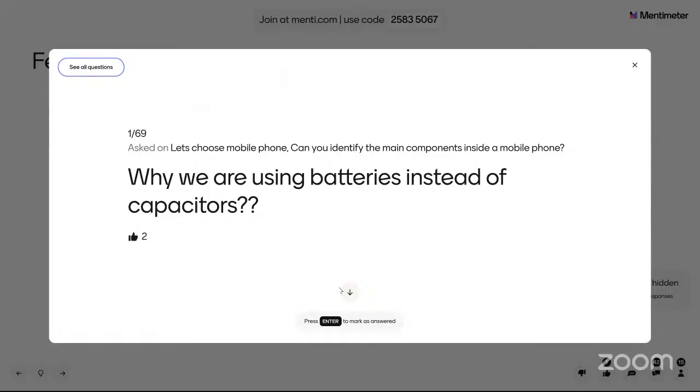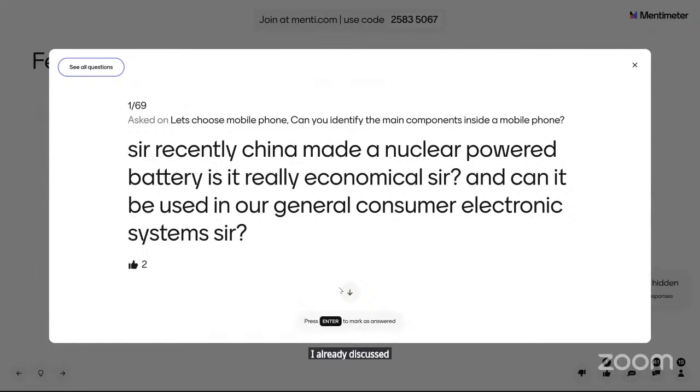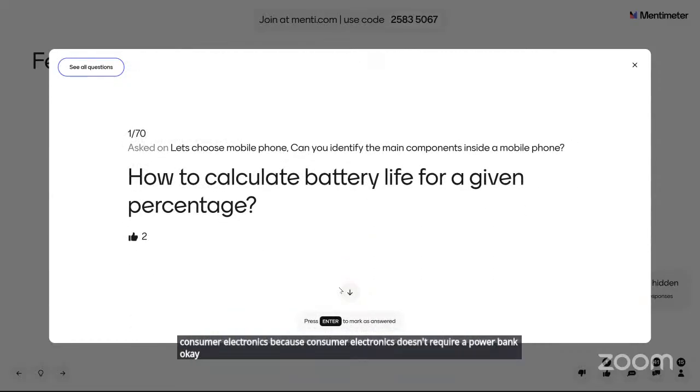Why are we using batteries instead of capacitors? There are limitations with the capacitors. I already discussed this. No, we can't use that for consumer electronics because consumer electronics doesn't require a power bank. There are lots of options available for the power. So we can't use nuclear power for the consumer.